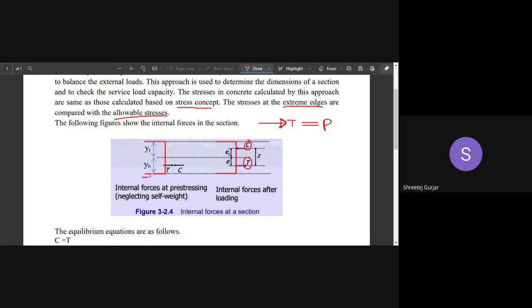This is at transfer, and this is after loading, at service. You can observe there is this tensile force T, which is nothing but the pre-stressing force P. This is generated because of the eccentric pre-stressing cable. You have a tensile force generated over here. From the CGC, the central line, the vertical distance between the CGC and the CGS, that is the tensile steel, is nothing but the eccentricity e, which is shown over here.